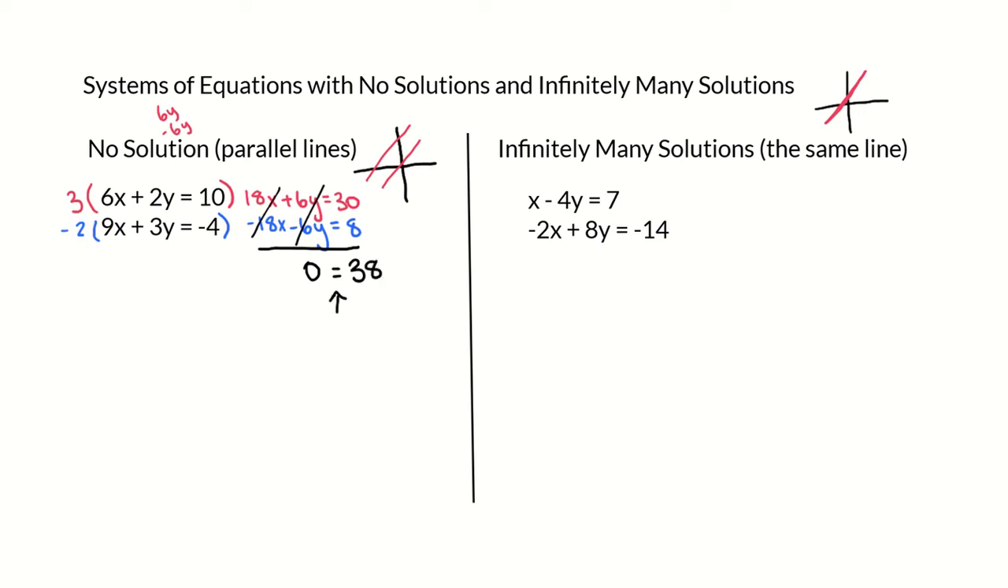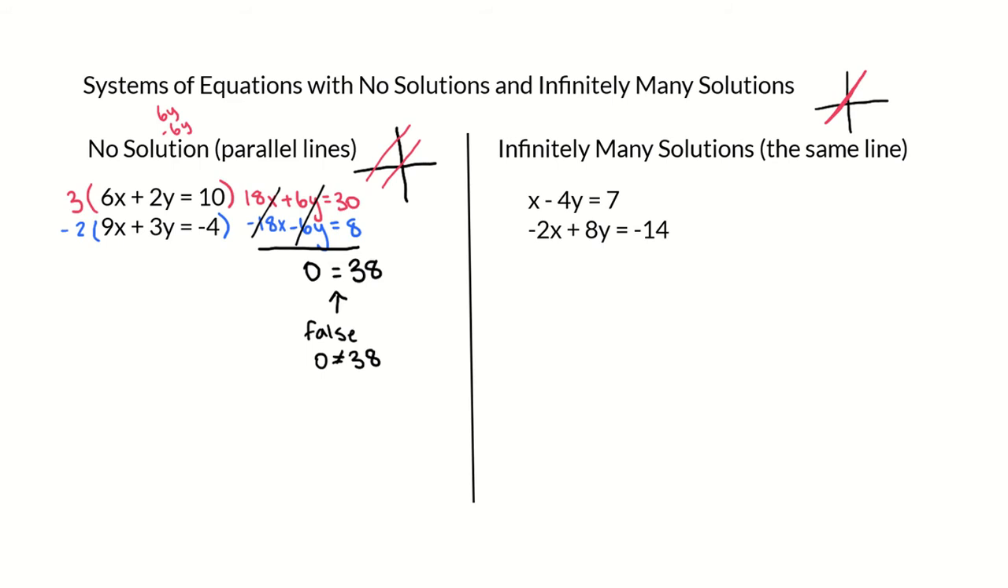So you can see that this result here is false. 0 is not equal to 38. So if you ever try to solve a system of parallel lines, you end up with some statement that is just false, a statement that cannot be true.